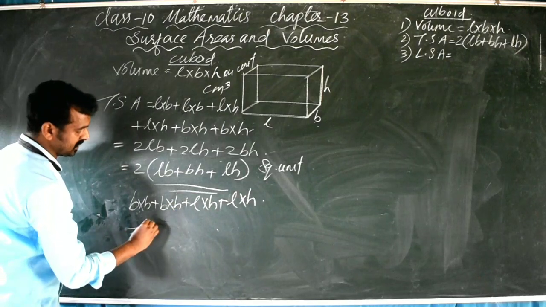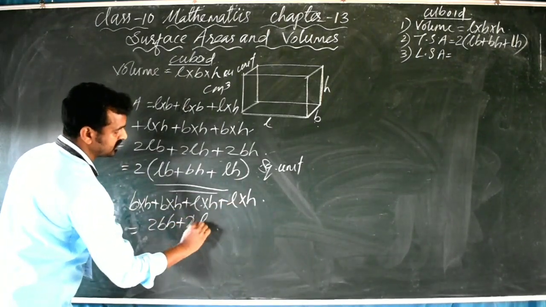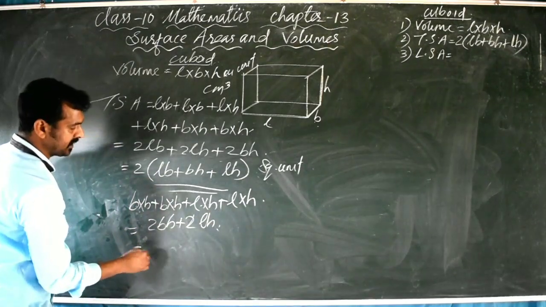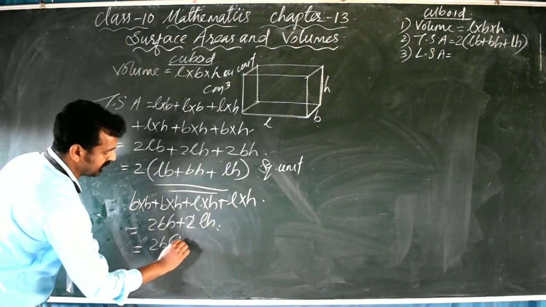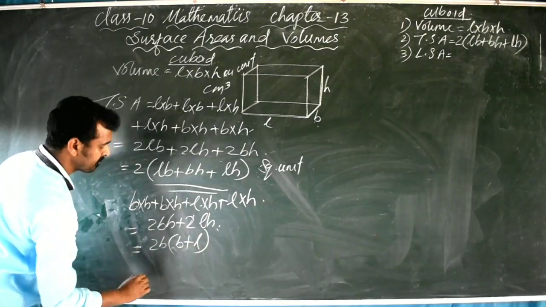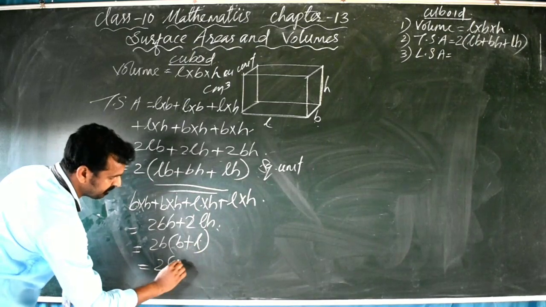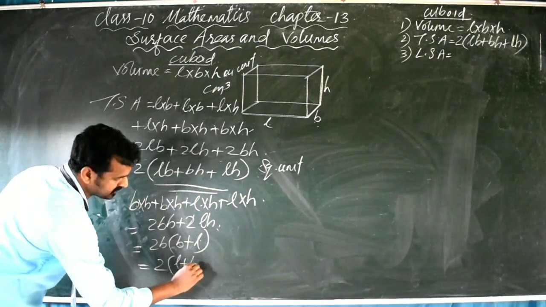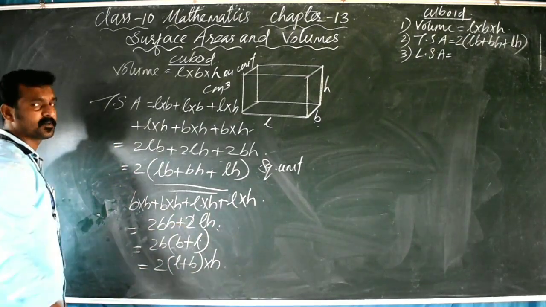BH plus BH, that is 2BH, plus LH plus LH, that is 2LH. 2 and H we can take out as common factor, 2H into B plus L. That we can write as 2 into L plus B, B plus L we will write L plus B, into H we will write last. 2H into L plus B also you can write.